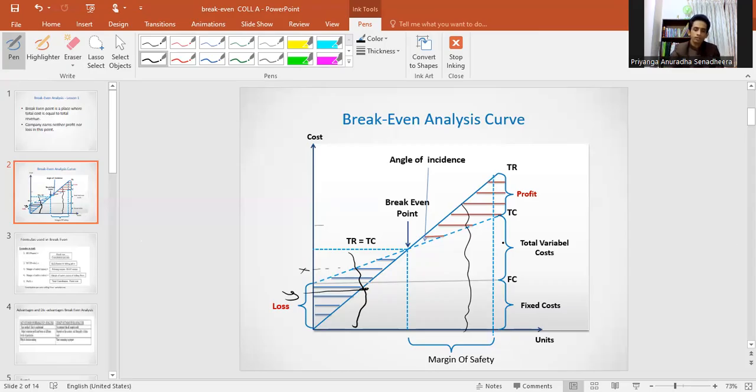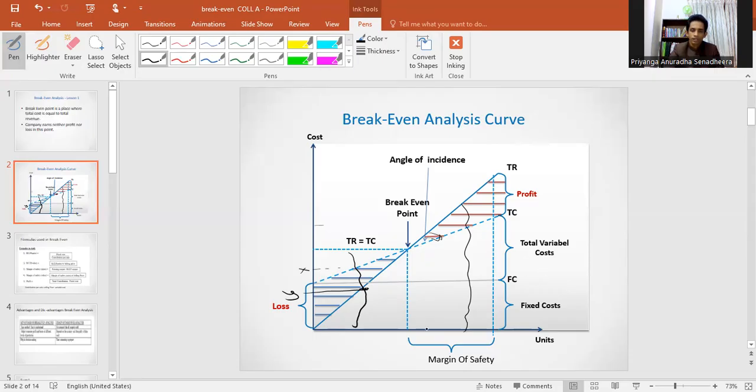Another important thing you must understand is the angle of incidence. This is the area you mark like this, the angle of incidence, with the past paper. Then the margin of safety, the next important thing to know.